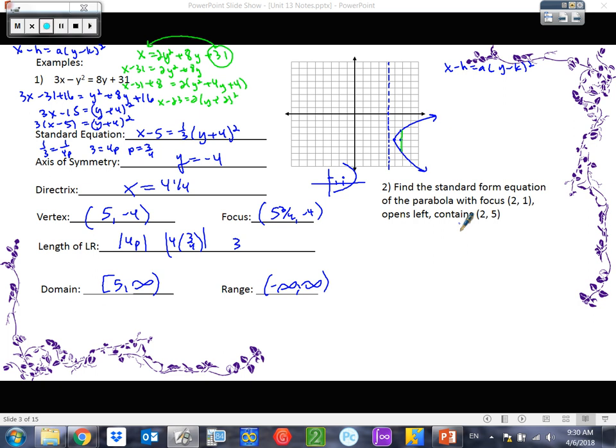Let's think. I do know the y coordinate of my vertex, don't I? I know that. I just don't know the x coordinate. So that's going to be helpful. My vertex, I know, is h, which I don't know what that is, and 1. I know the y coordinate is 1. So we know that. We don't know how far on either side.